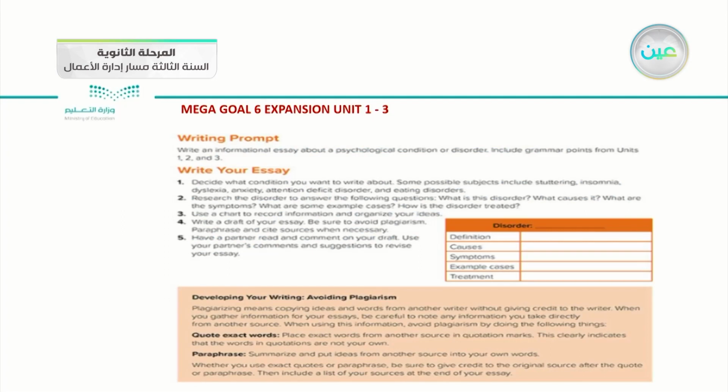Number 1, the definition of it. How we can introduce that disorder for the people who must read my essay. I should give a complete sentence about its definition. Number 2, the causes of it. Maybe you found a lot of causes of it, so try to choose the good one which belongs to your subject.